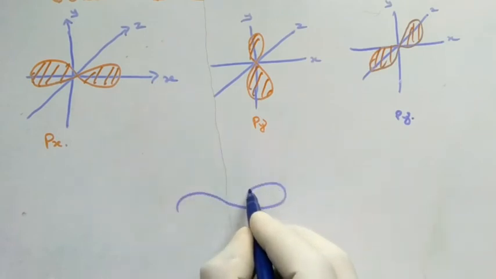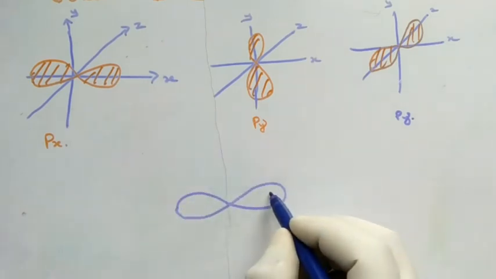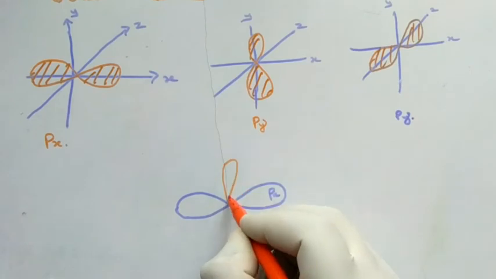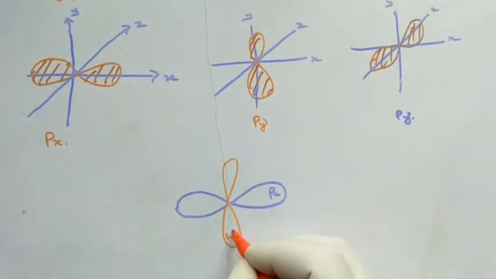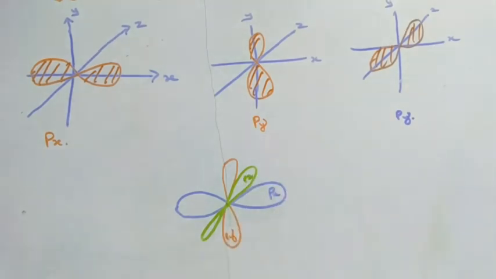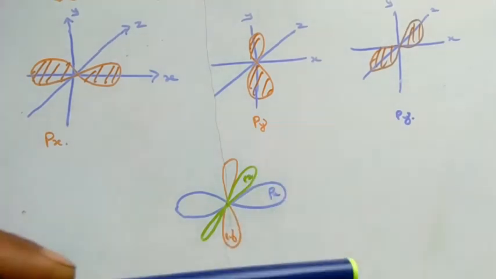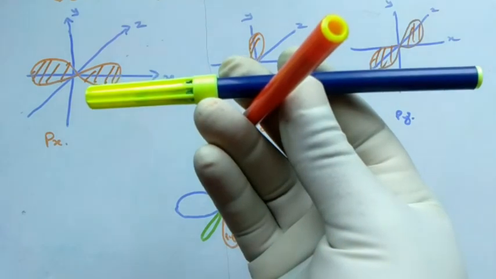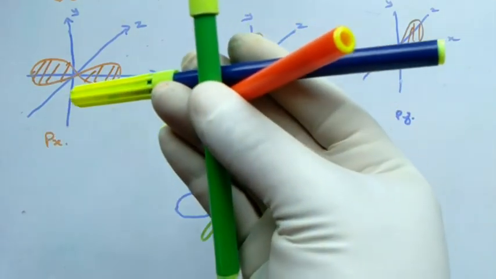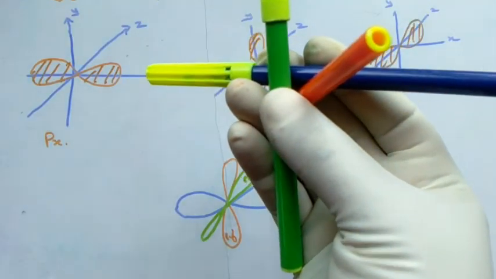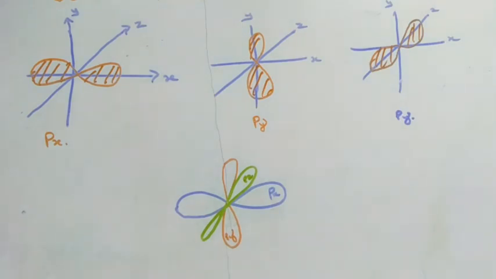Now we are going to see these three orbitals together. This is px orbital, and this one is py orbital, and next one is pz orbital. Now it is a little bit confusing, right? So this is the px orbital, and this one is py orbital, and the next one is pz orbital. In 3D, these three orbitals will be looking like this only. This is the structure of p orbital.